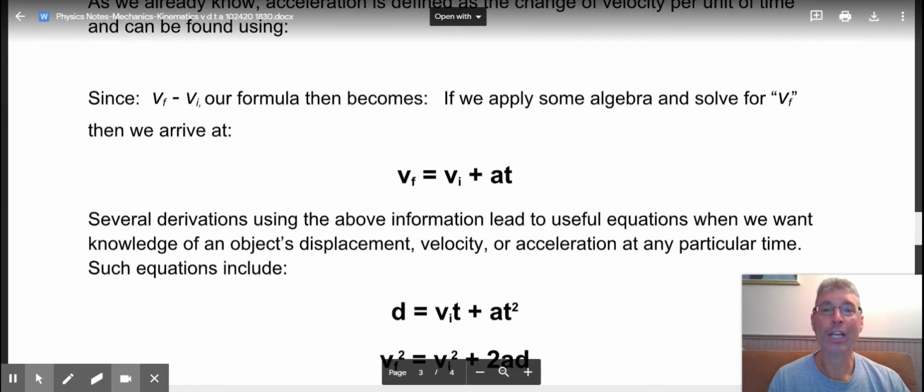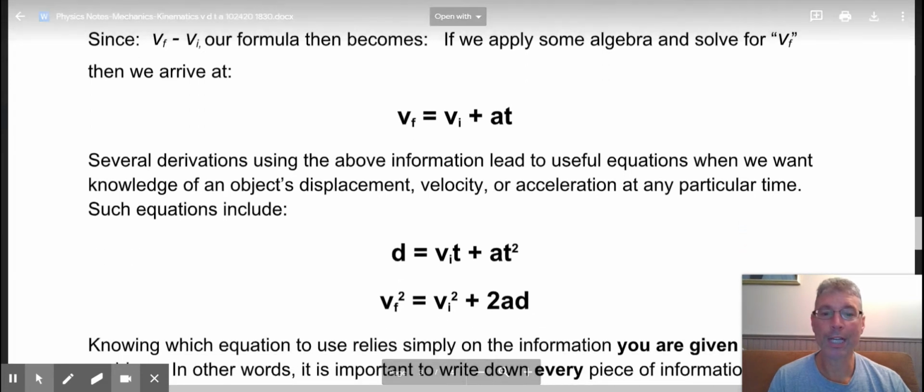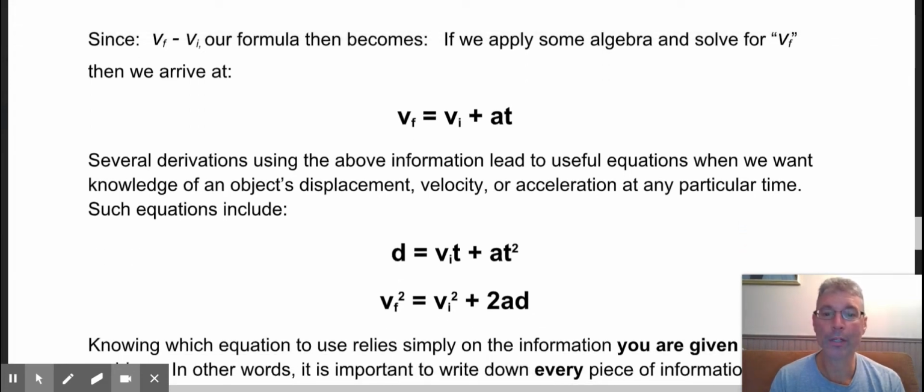As we've done in class, I've shown you both derivations, and at any time, if you need to see them again, you can. But on your reference table, they have the final equations: d is equal to vi t plus 1/2 a t squared, and vf squared is equal to vi squared plus 2ad. Both of these equations are derived from the acceleration equation, a is vf minus vi over t, and d is equal to vt.